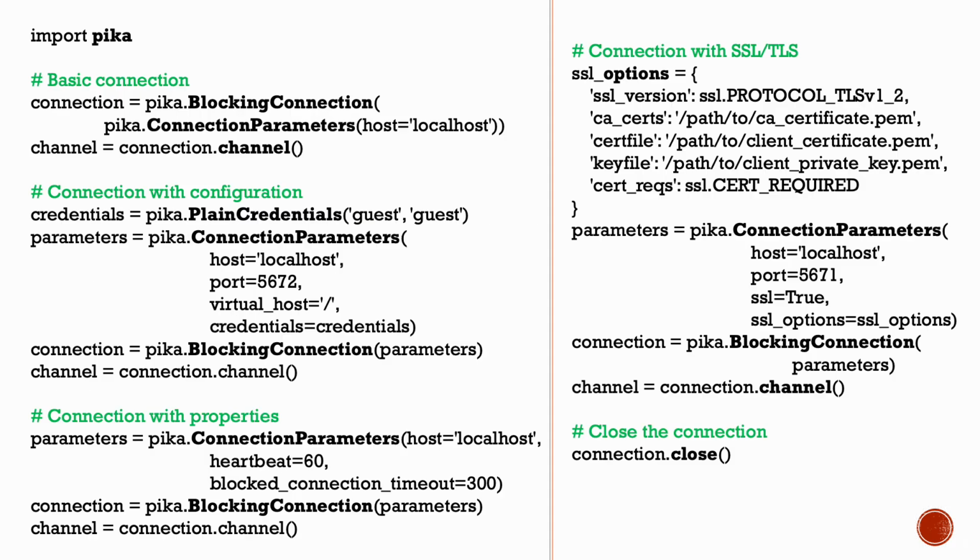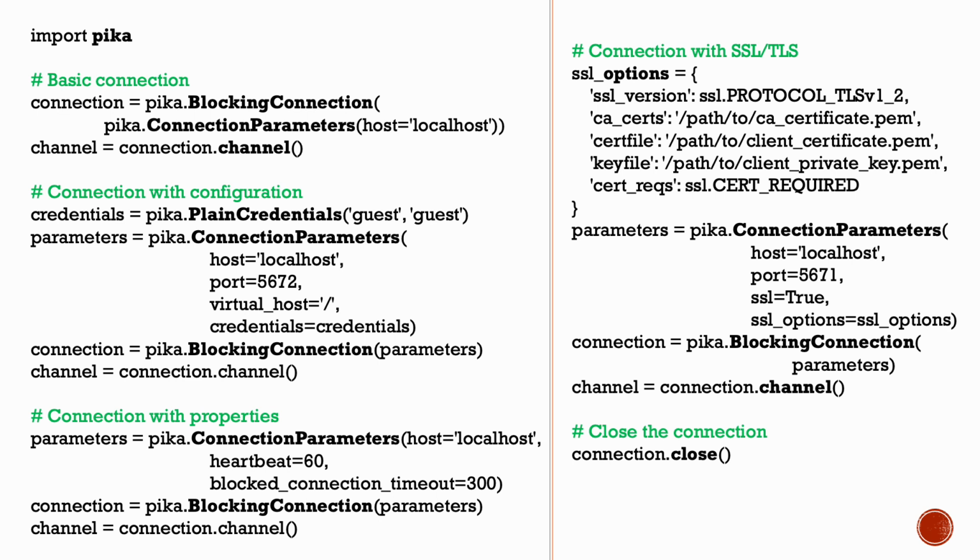In this Python code, we are using the Pika library, which is a popular RabbitMQ client library for Python. The code demonstrates different variations, configuration options, and properties that can be used when creating a RabbitMQ connection. Basic connection creates a connection to the RabbitMQ broker running on the localhost using default connection parameters. Connection with configuration specifies additional connection parameters such as host, port, virtual host, and credentials. Connection with properties sets specific properties for the connection, such as heartbeat interval and block connection timeout.